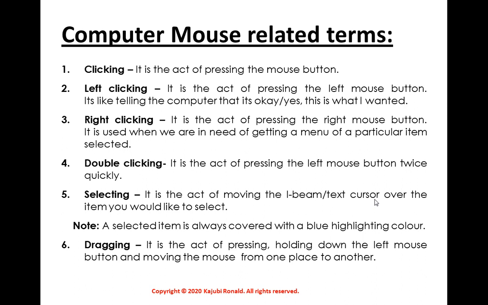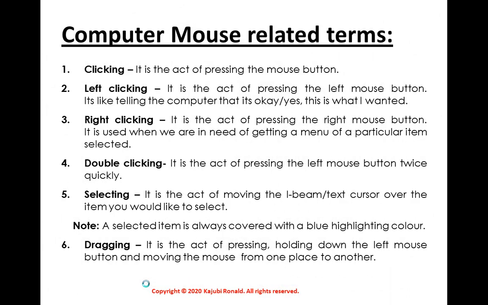Note, a selected item: what shows that you have selected an item? A selected item is always covered with a blue highlighting color. So when you see a highlighting color, it means you have selected, right? As we shall see in our practical lesson. What about dragging? Dragging is the act of pressing.